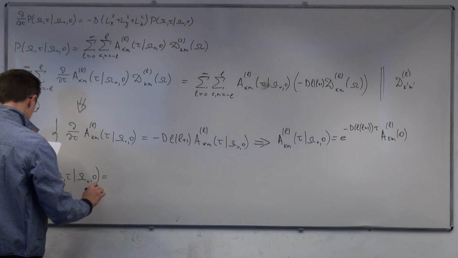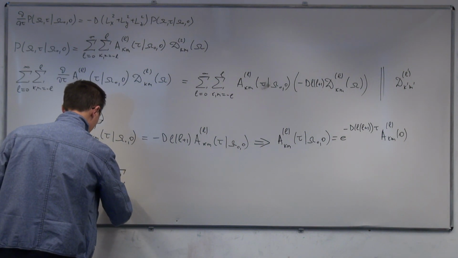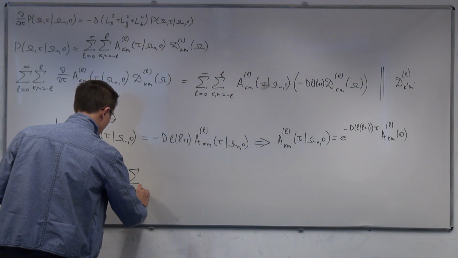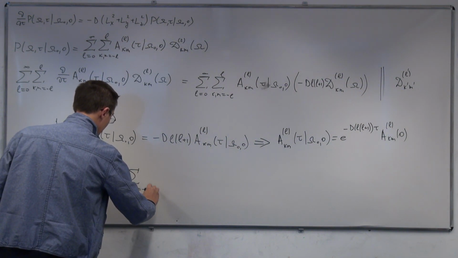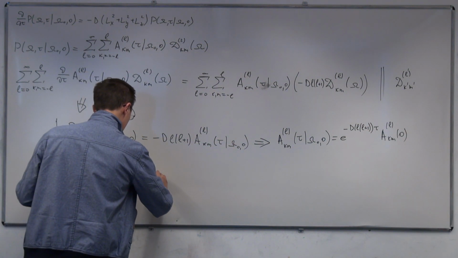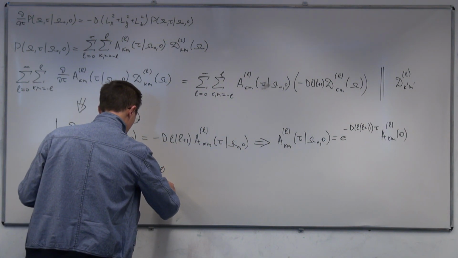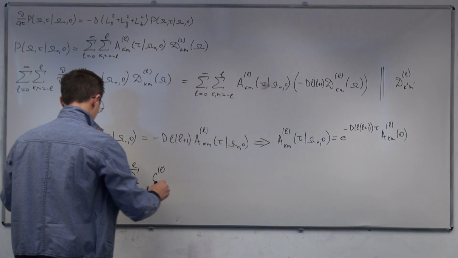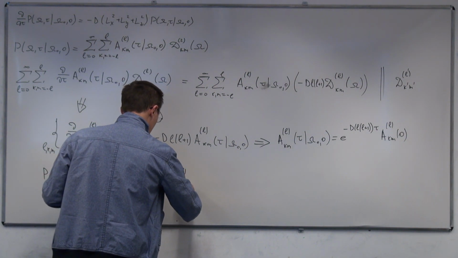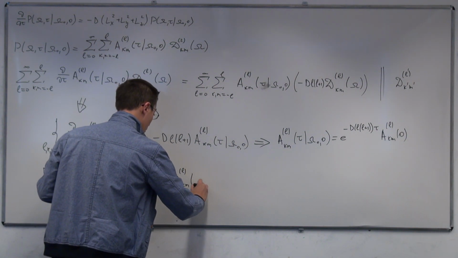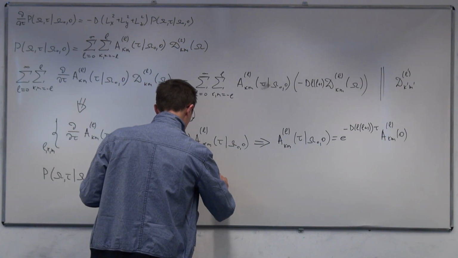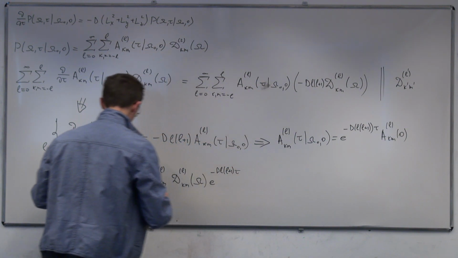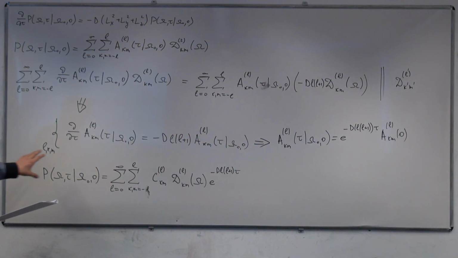P at tau equals 0 would be sum L from 0 to infinity, a sum over K and M from minus L to L, and then C_LKM. So these are just those. I call them C's. Then D_LKM of omega, e to the minus L(L+1) tau. So it became a little bit better.